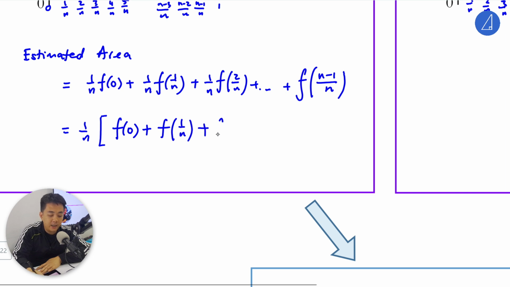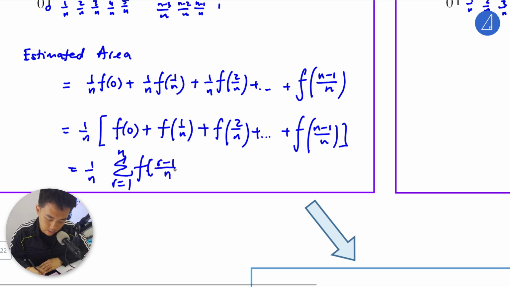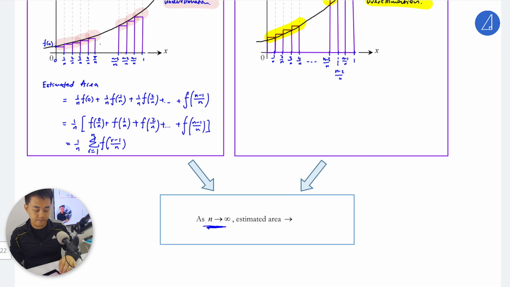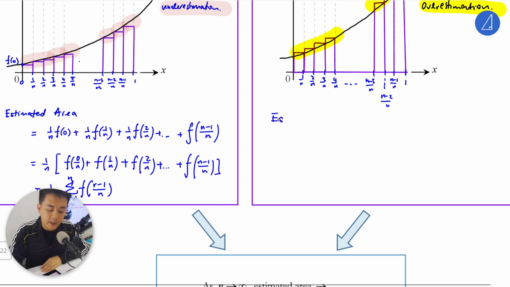Very often Riemann sum comes hand in hand with sigma notation. This last term is f((n-1)/n), so this is 1 over n times the summation of r equals 1 to n, usually 1 to n, of f((r-1)/n). For the estimated area, learn how to write it out, guys. Everything here you have to know how to write out. It's not difficult, it's just writing it out.